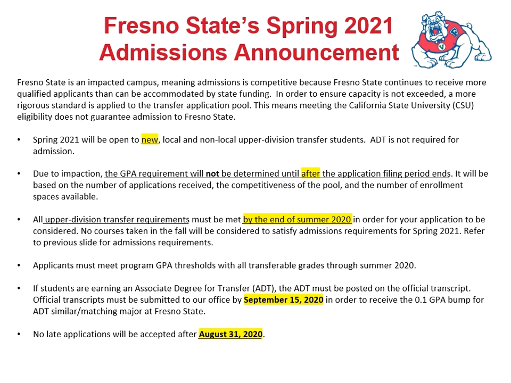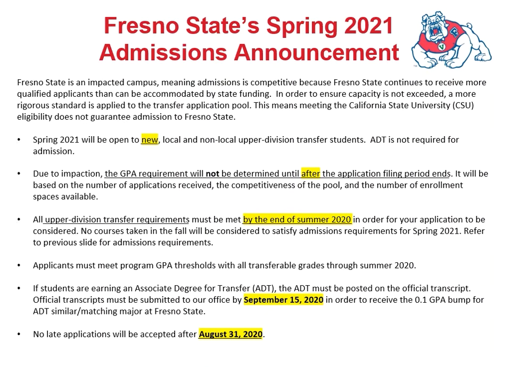Applications must meet program GPA thresholds with all transferable grades through summer 2020. So same thing, summer 2020 is their deadline for the spring. Now, if you're not going to meet that deadline, you can still wait and apply for the next application period for fall 2021. And that application period will be between October 1st and November 30th.